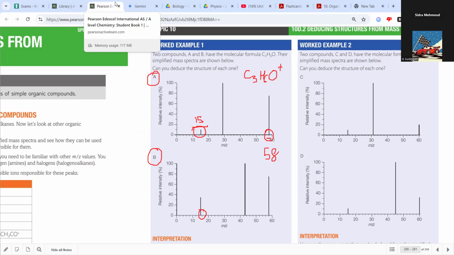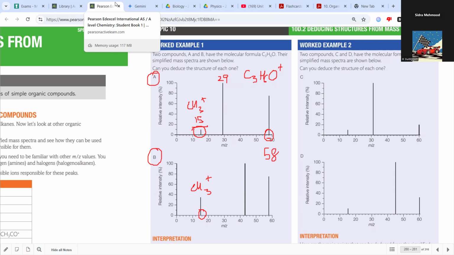Both A and B have the peaks at m over z of 15, which is actually due to the methyl ion, CH3 positive. This is also CH3 positive. And then for A, we have one peak at 29. And for B, we have no peak at 29.